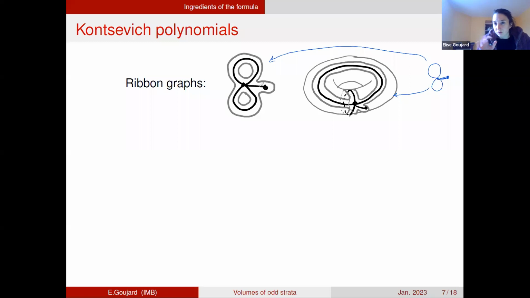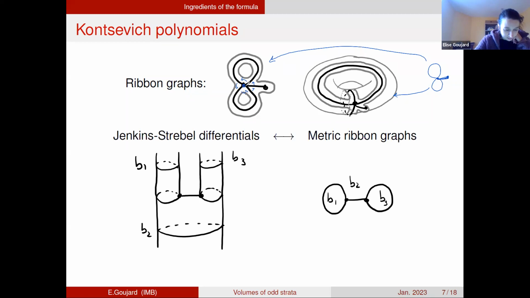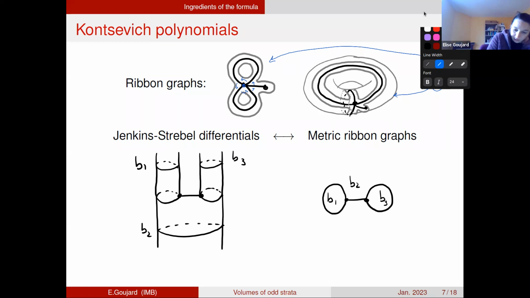Another way to encode the ribbon graphs is to give a cyclic order of the half edges at each vertex. So this is equivalent to embedding the graph in the surface. Okay. So actually, ribbon graphs are related to quadratic differentials or half translation surfaces in the following way. So here I consider Jenkins-Strebel differentials. So what are these differentials?